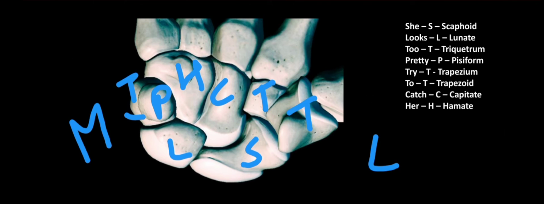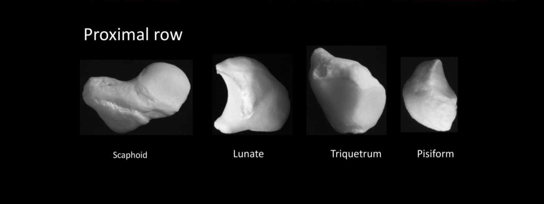You can remember these bones with the help of a mnemonic. She looks too pretty, try to catch her. The first 4 bones are of the proximal row and the next 4 of the distal row from the lateral to medial side. Let's see individual carpal bones and their identification features.